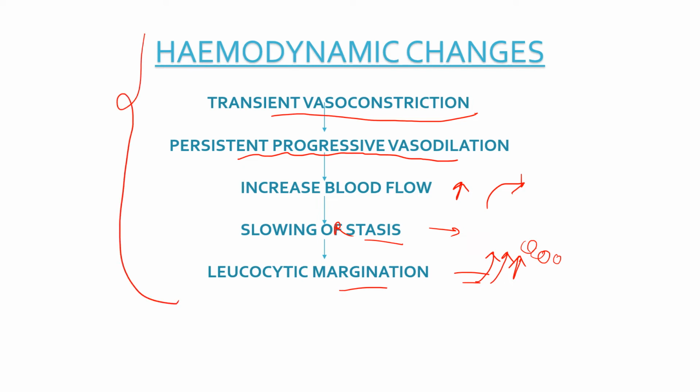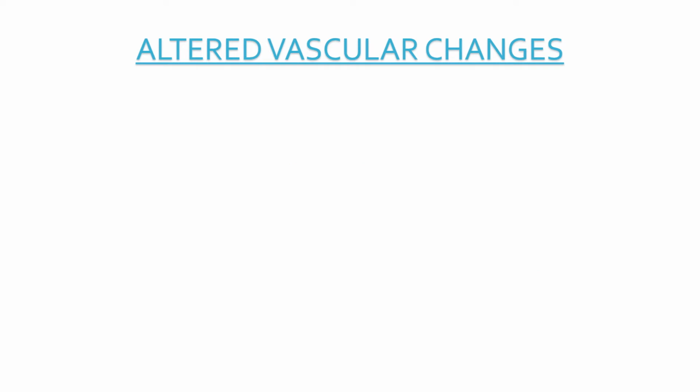Now moving on to the next change, that is altered vascular permeability, one of the vascular events. There are two types of movement that occur, one which causes the outward movement and the other which causes the inward movement.